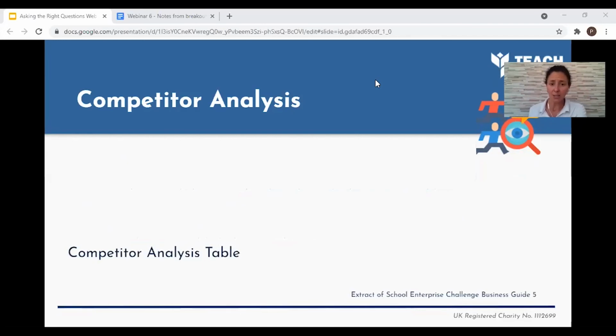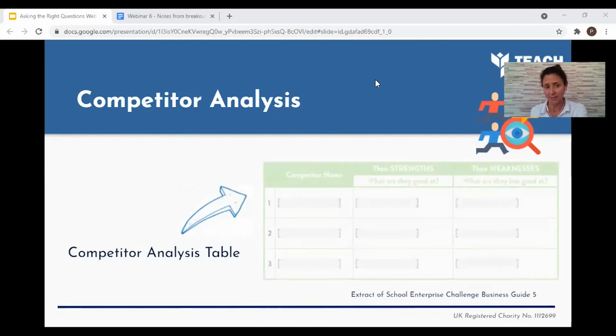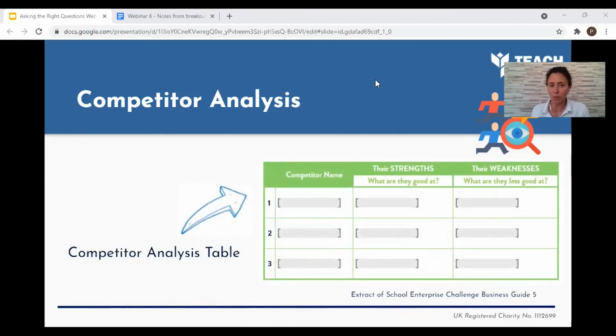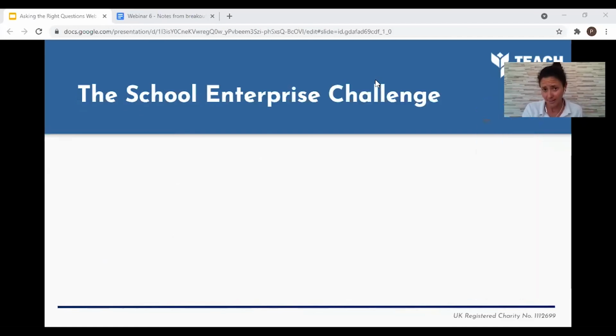In the School Enterprise Challenge Business Guide number 5, you will find a blank competitor analysis table and a completed example to refer to. I'm afraid we don't have time to go through that together in detail, but you can find lots more information about what we discussed today, market research and competitor analysis, and tips on how to replicate these activities with your students, in the School Enterprise Challenge Business Guides.